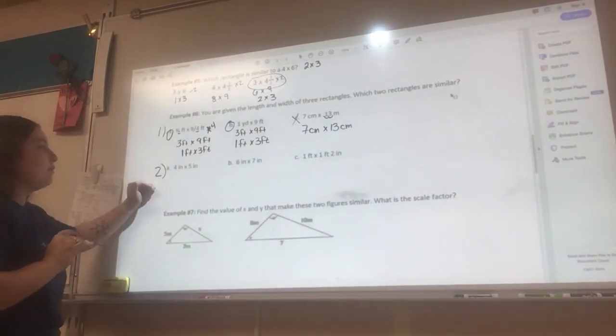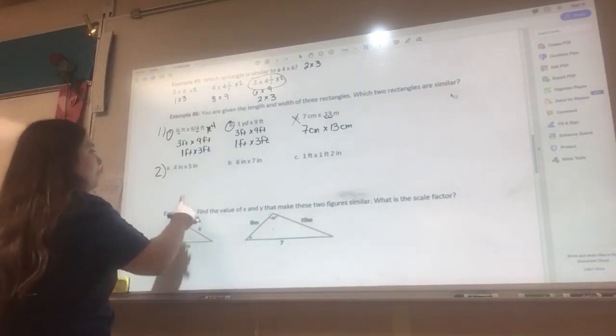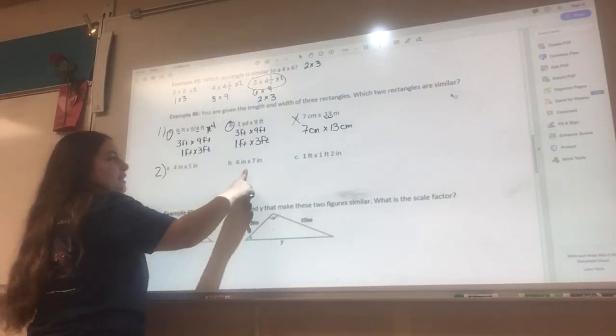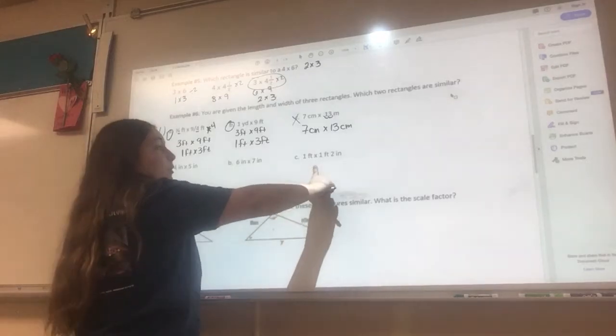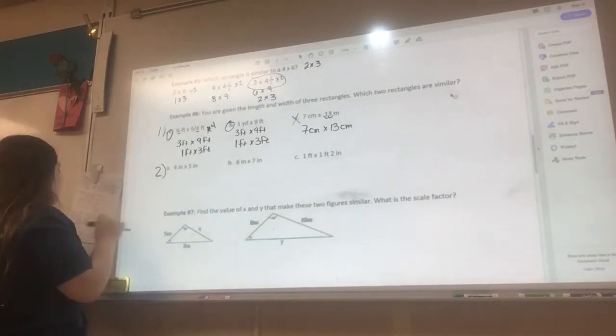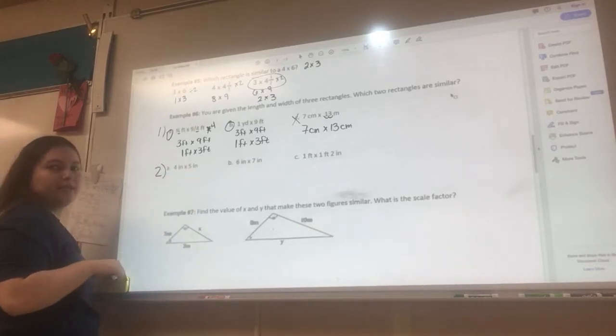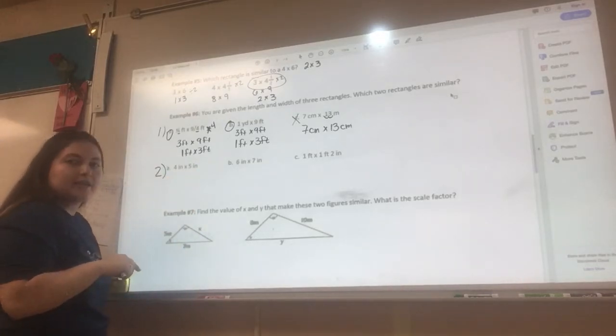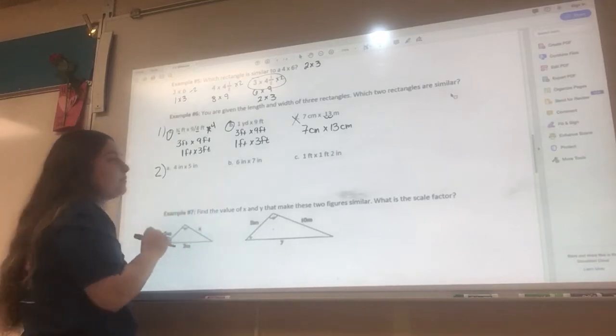If not, please follow along. So once again, we have a 4 inch by 5 inch, a 6 inch by 7 inch, and a 1 foot by 1 foot 2 inch. That's a little interesting. Well, 4 and 5 inches. Can that be simplified anymore? They don't have a factor in common, and they're both in inches.